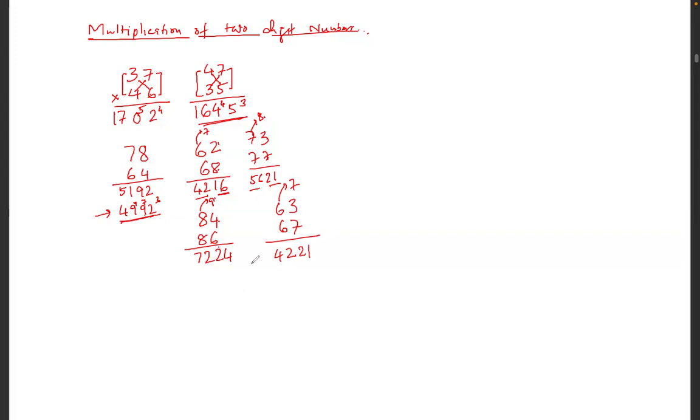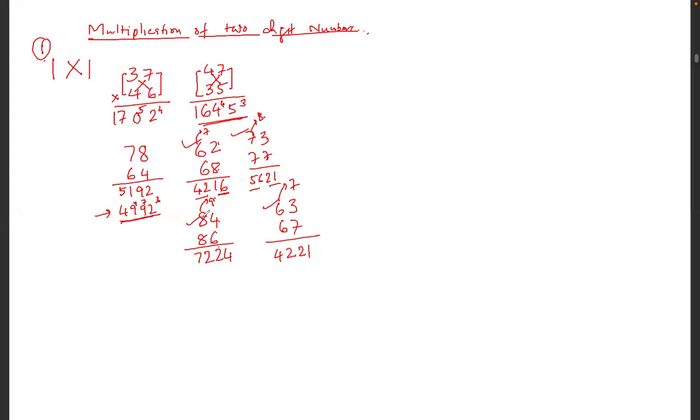Clear? So this is how you can multiply any two-digit number. First one is the generic method: straight multiplication, cross multiplication and addition, then again straight multiplication. This is the generic method. This is a special case where the sum of unit digits is 10 and tens digits are same. See, in all these four cases.